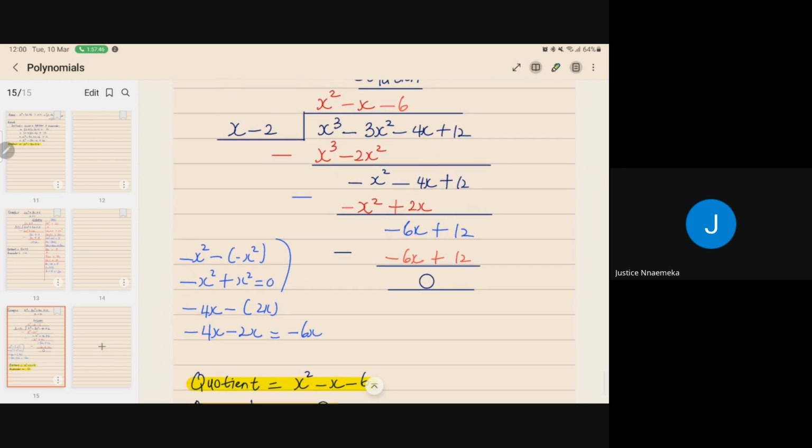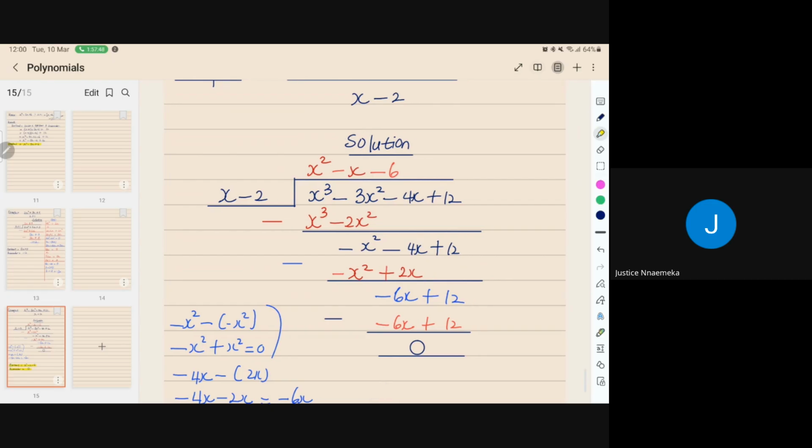Do you know what it means? It means that this very number, this very variable is a factor of this one. Because if 2 can divide 16 without a remainder, it means that 2 is a factor of 16. If 5 can divide 15 without remainder, it means that 5 is a factor of 15. So it means that this x minus 2 is a factor of what? This very stuff.